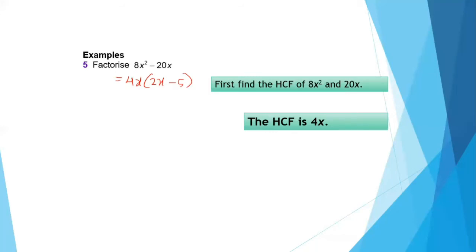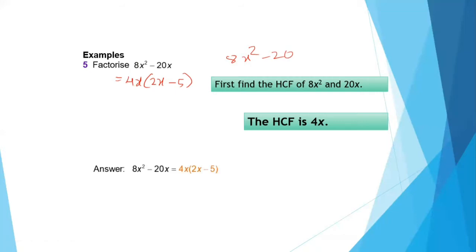Again, when we multiply, we should get the same. 4 into 2 is 8. 8 into x is 8x square, and 4x into minus 5 is minus 20. So you can understand that expansion and factorization are the reverse operation. So that is how we get the factors of 8x square minus 20x as 4x into 2x minus 5.